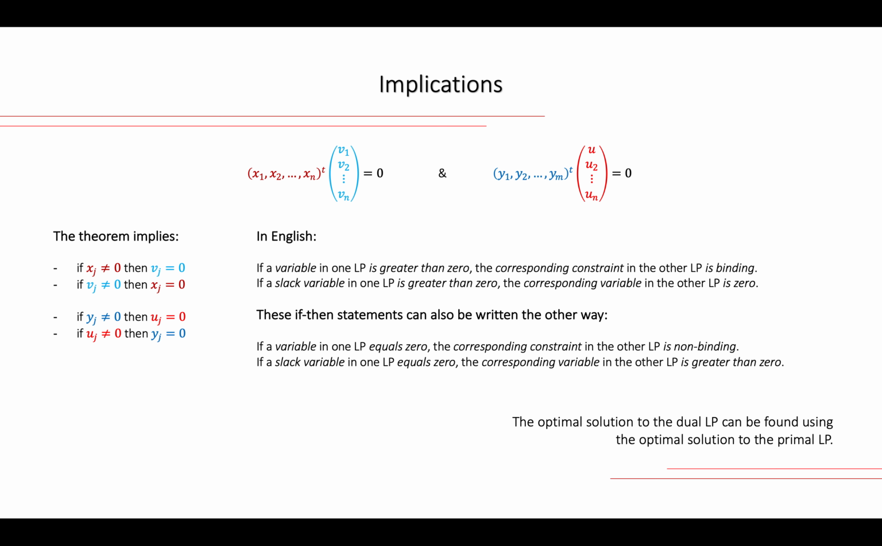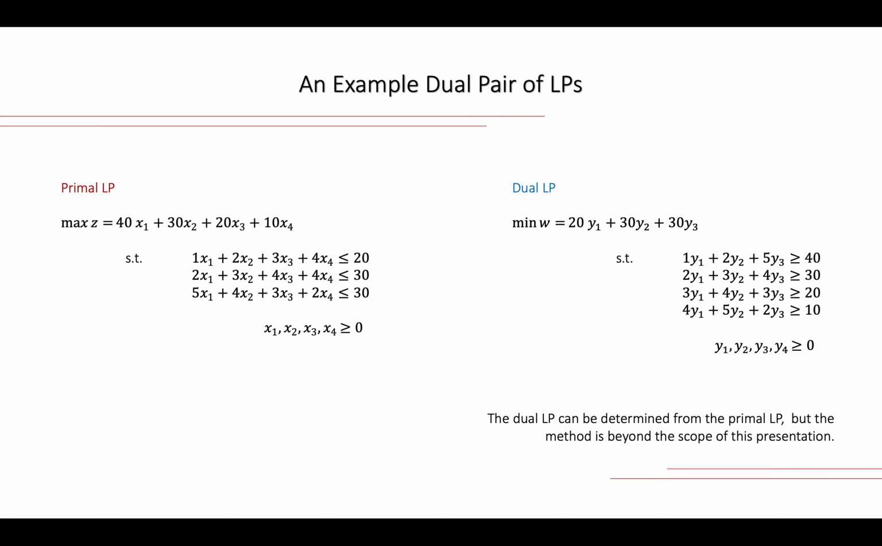So using the implications of the theorem, we can use the optimal solution to one LP to find the solution to the other, and we'll be doing just that. So to help us understand this a little bit further, we're going to use this example dual pair of LPs. They're nice and simple. Primal has 3 constraints and 4 variables. Now the dual can be determined from the primal, but we're not interested in how to derive the dual, we're interested in solving it. So we've provided it here for us to see.